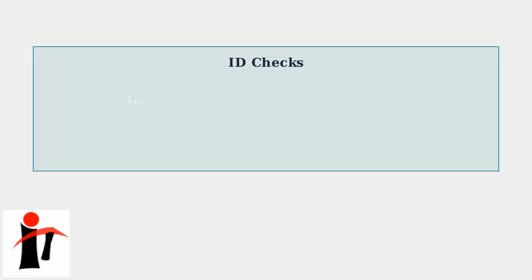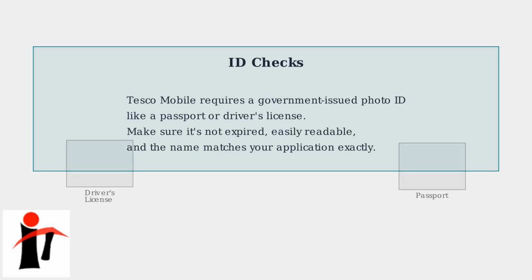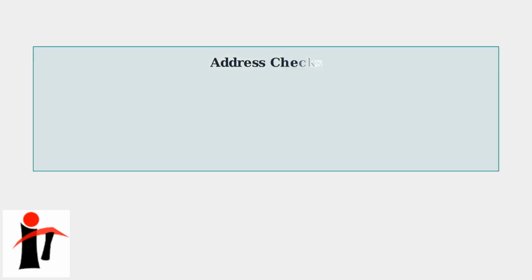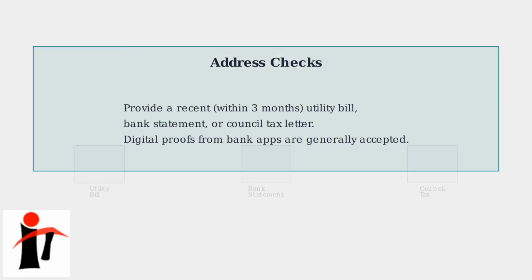For ID checks, Tesco Mobile requires a government-issued photo ID like a passport or driver's license. Make sure the ID isn't expired, is easily readable, and the name matches your application exactly. For address checks, provide a recent, within 3 months, utility bill, bank statement, or council tax letter. Digital proofs from bank apps are generally accepted.